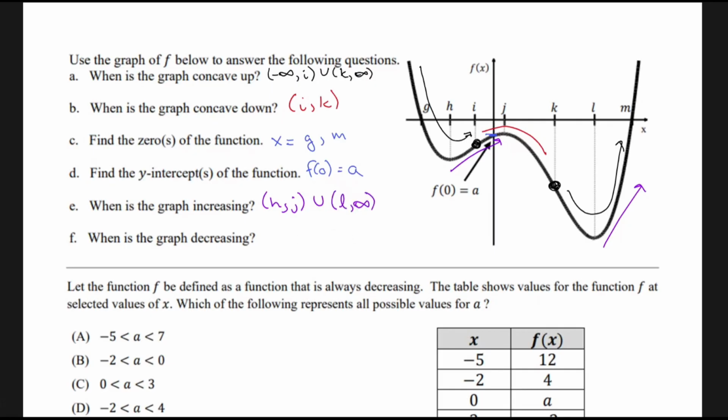Last but not least, where is this decreasing? And this is decreasing from negative infinity to H, and then picks up again from J to L. So negative infinity to H, union J to L. All right.